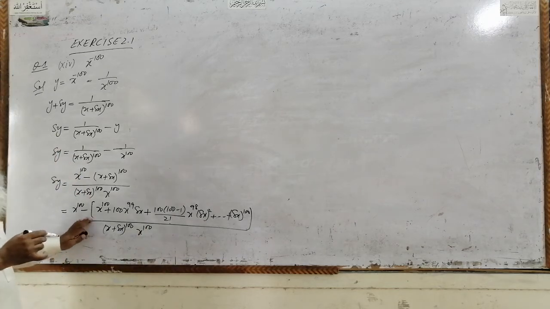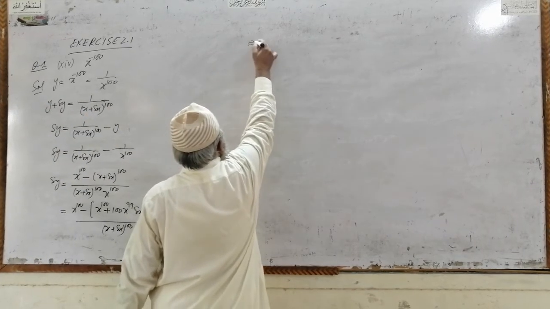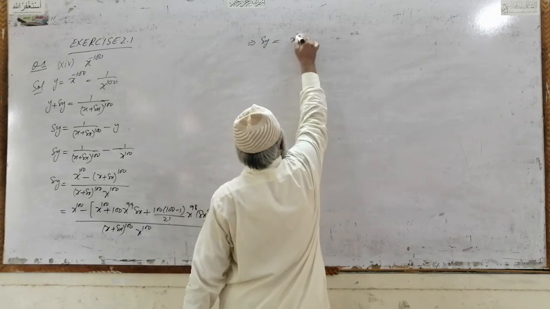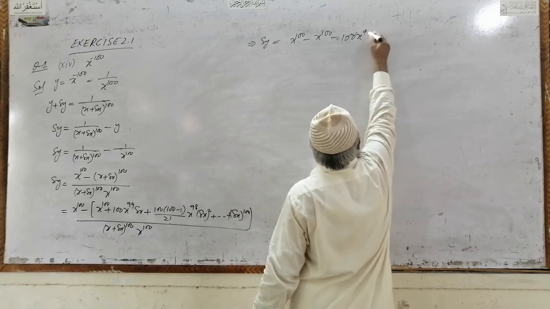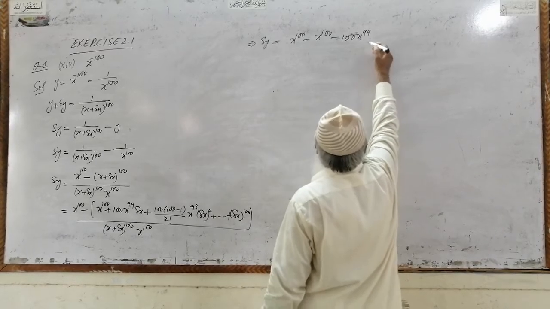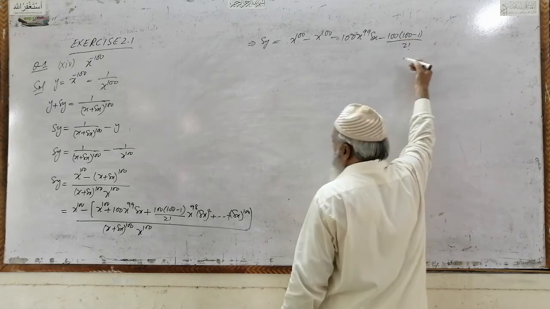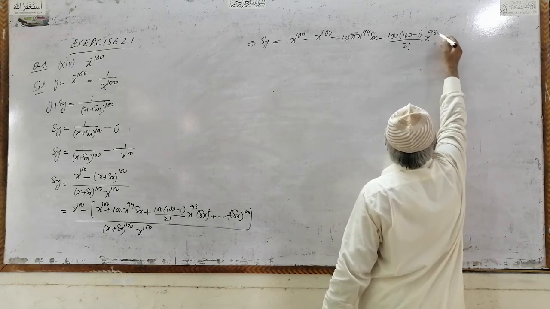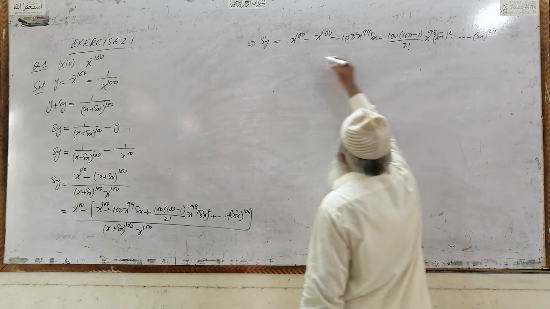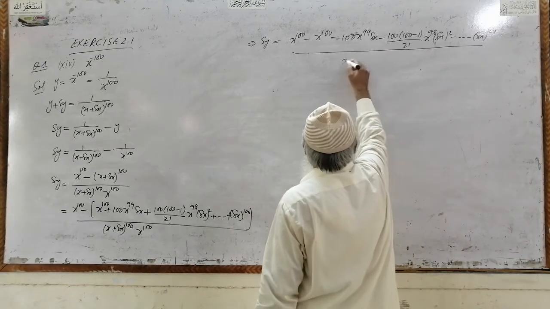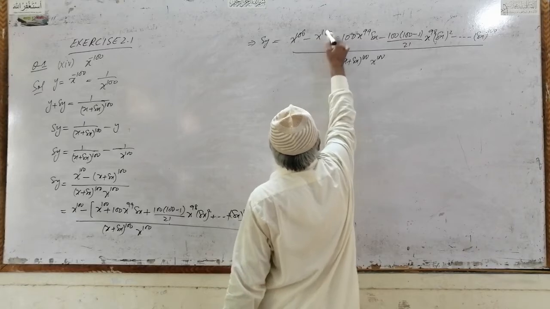Now what can you do here? You can multiply each term by the negative sign and you will have here delta y is equal to x raised to power 100 minus x raised to power 100 minus 100 x raised to power 99 into delta x, obviously minus 100 into 100 minus 1 over 2 factorial x raised to power 98 delta x raised to power 2, and so on up to delta x raised to power 100, divided by x plus delta x raised to power 100 x raised to power 100. These two terms will be cancelled out.